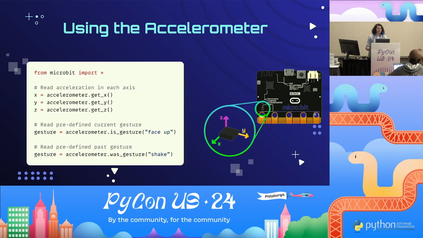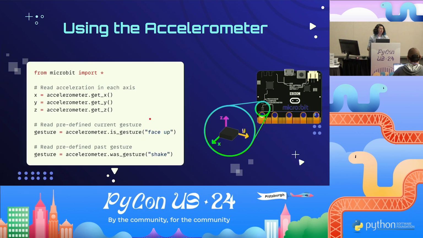So now we can use the accelerometer. You have a way of getting the exact values, or you can get some predefined gestures. You can get the values for each axis this way, accelerometer.get x, y, z, or you can read the gestures. The gestures you can check on the simulator, the ones that we have available. And the same way we have with the buttons, you can check if a gesture is currently being done or if it was done in the past.